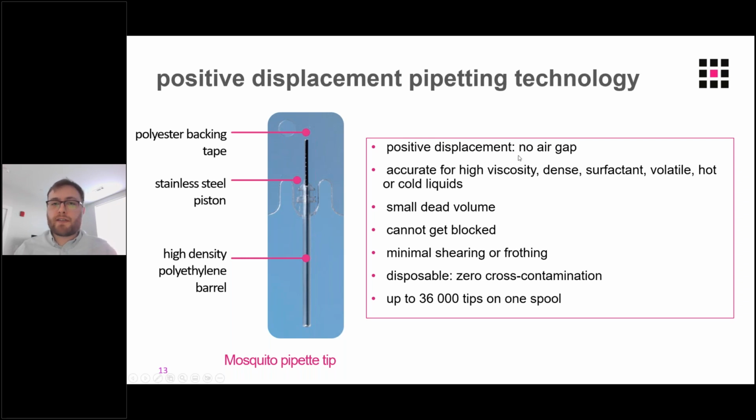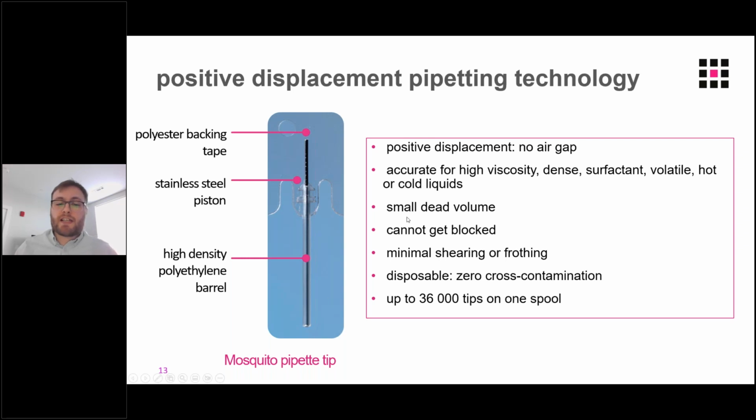It uses positive displacement, so there is no air gap between the liquid and the steel piston. It's accurate for high viscosity, dense, surfactant, volatile, hot or cold liquids, because this steel piston displacing the liquid means it's very unlikely that it's going to aspirate the wrong volume. There's no air, there's nowhere else for the liquid to go, so it has to go inside the tip.